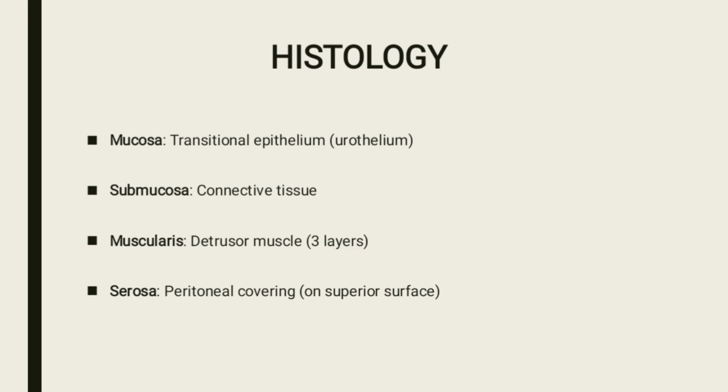Histology of the urinary bladder. Histologically, the bladder is lined by transitional epithelium, also known as urothelium. Beneath it lies the connective tissue, followed by the muscularis layer consisting of the detrusor muscle. The superior surface of the bladder is covered by the peritoneum.